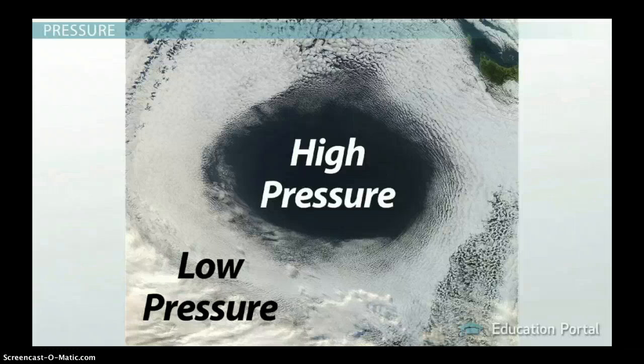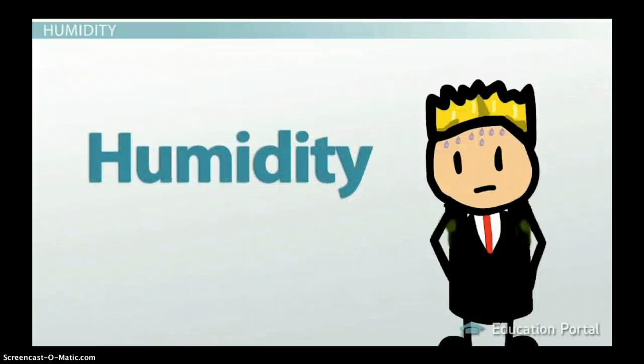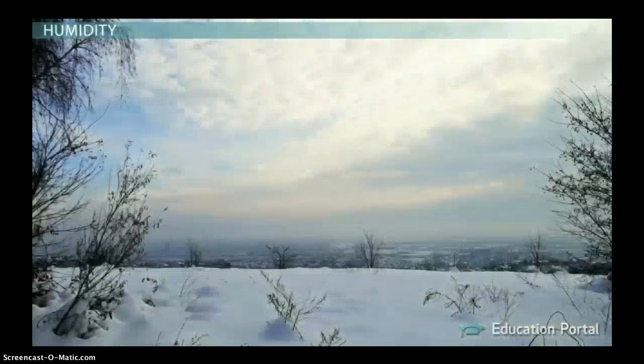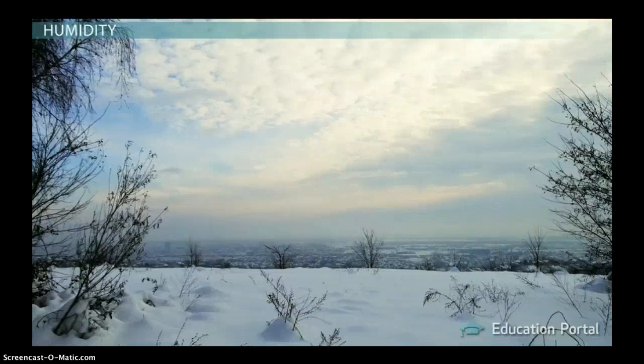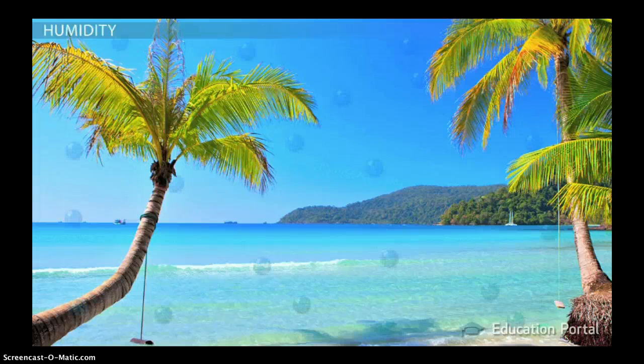The third factor that can determine the weather is if a place is experiencing humidity. Humidity is a measure of the water content of the air mass. The amount of moisture in the air can vary widely depending on the conditions. In the winter, air is generally cooler and drier, whereas in the summer, when air is warmer, it can hold more moisture. That's what gives it that sticky, soupy feeling of a very humid day.